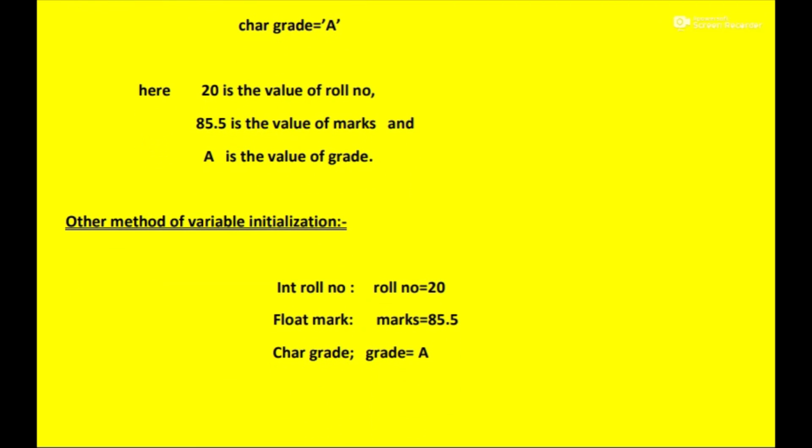Another method of variable initialization: int roll no = 20, float marks = 85.5, and char grade = 'A'.